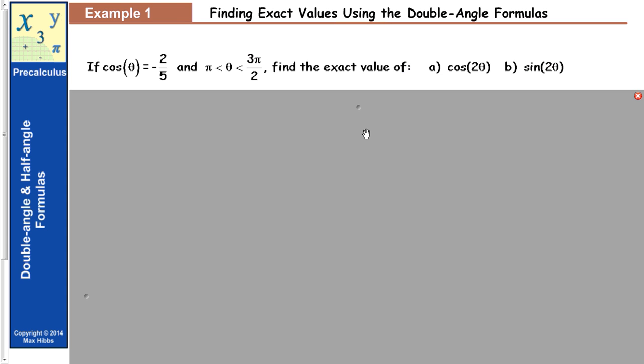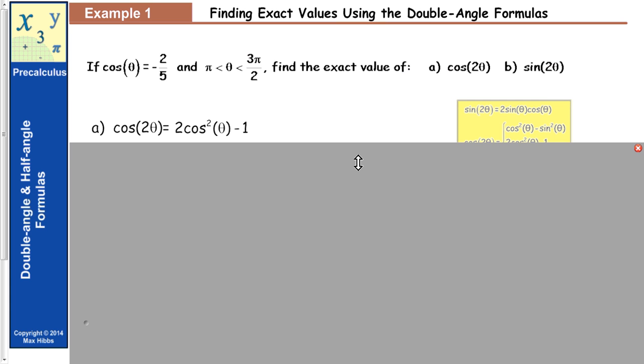Well, we're going to use the double angle formulas to do some calculations, much like we have in the past in other sections. We're given that the cosine of theta is negative 2/5, and the fact that theta is between pi and 3 pi over 2. Well, between pi and 3 pi over 2, of course, cosine is negative, but sine is also negative. Okay, that's an important idea.